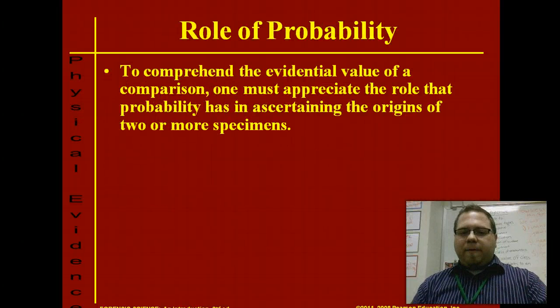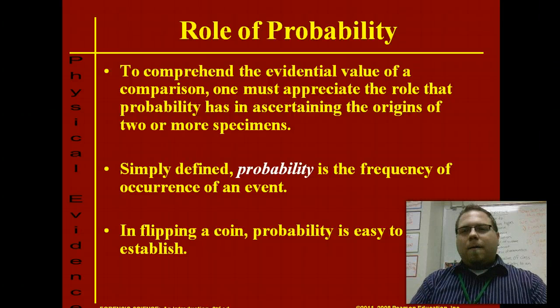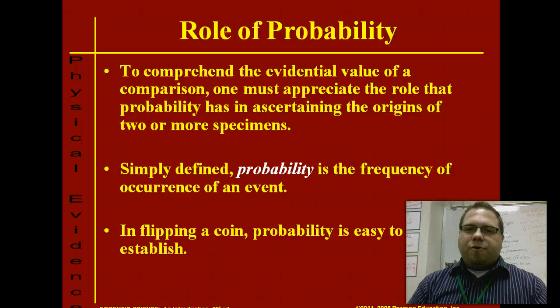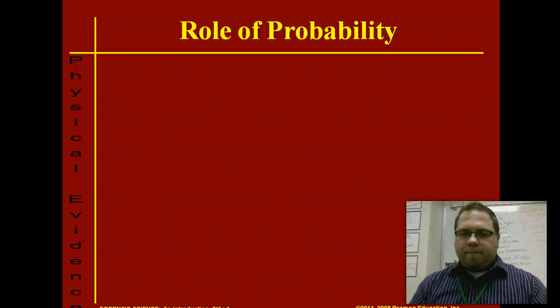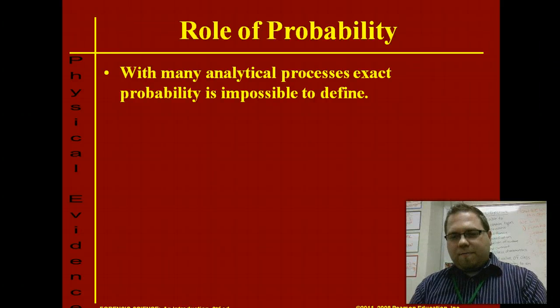Now, the role of probability plays into this, and this is where we're trying to determine the odds that something actually took place, the frequency of the occurrence of an event. It's like flipping a coin, it's one out of two, a 50% shot, and so we try to determine the probability using comparison evidence. So this works sometimes, but with some things it's impossible.